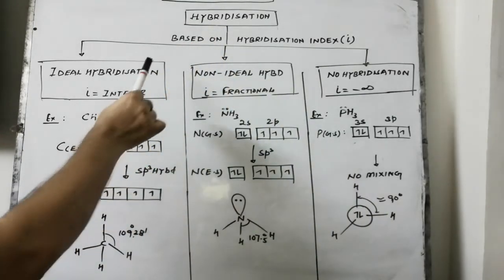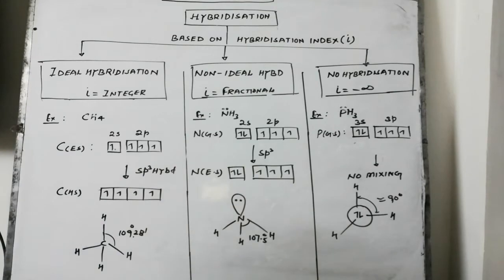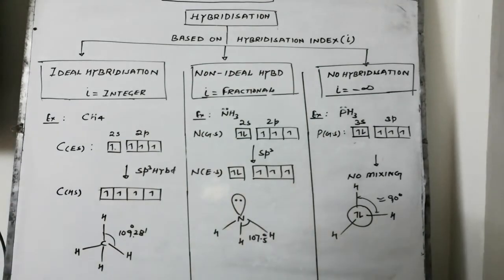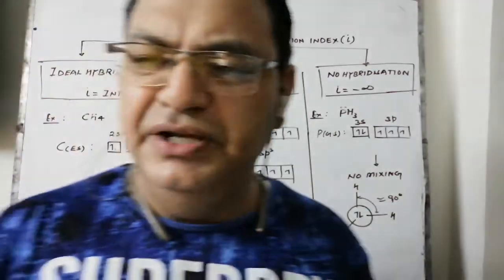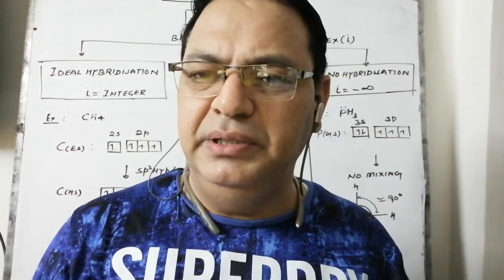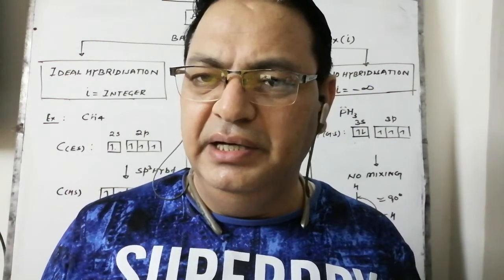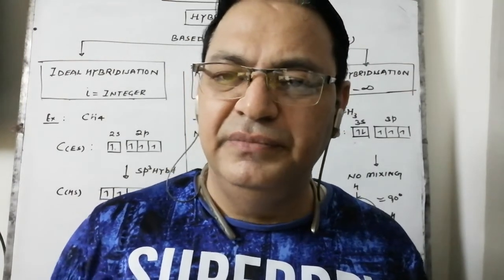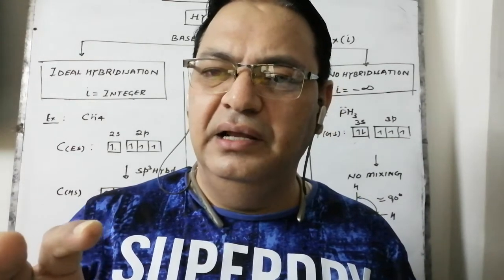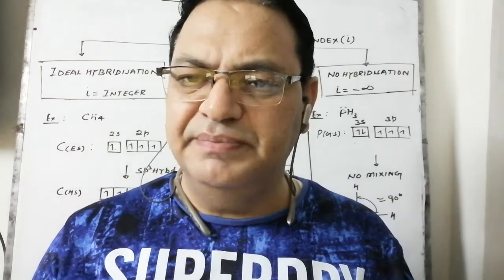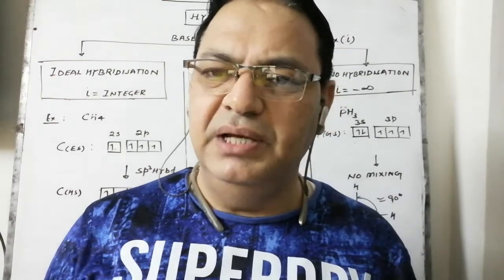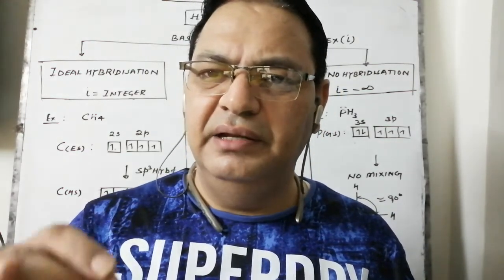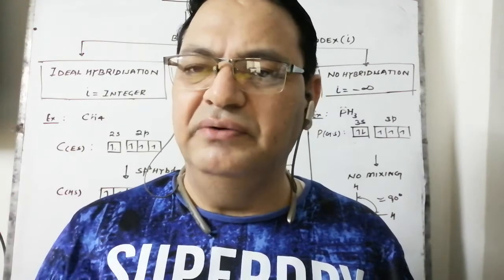Hybridization is basically of three types based on the hybridization index concept. Hybridization index, last time I explained to you, I is equal to P over S, and a relation with the bond angle: cos theta is equal to minus 1 by I. If we know the bond angle of a molecule, which is an experimental thing that comes out after spectroscopic analysis, we can find out the exact value of I.